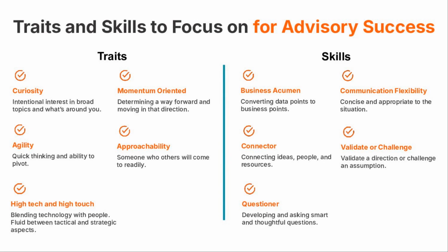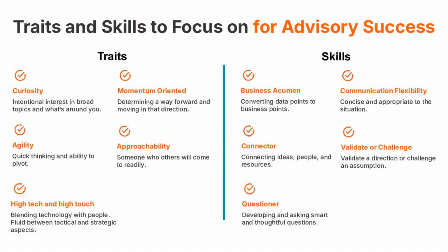So I've already mentioned curiosity. I like to think of curiosity as intentional interest in broad topics, in what's around you. I want to hone in on broad topics for just a moment, because the way we build our advisory muscle is by getting out of the lanes that we are typically in most of the time, because our clients tend to sit in the lanes that they are in most of the time. And part of our role is to help them think more broadly. If we're going to help them think more broadly, we have to be more curious about broader topics and what's happening around us outside of the lane that we're in.